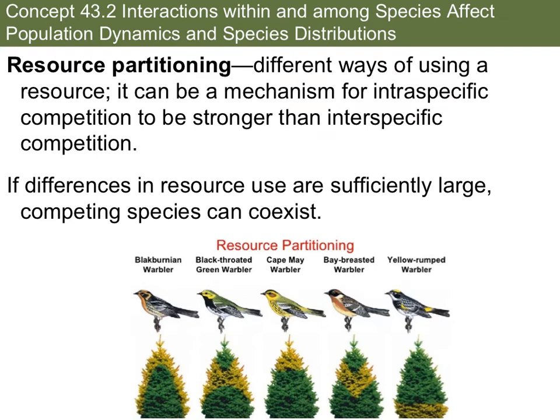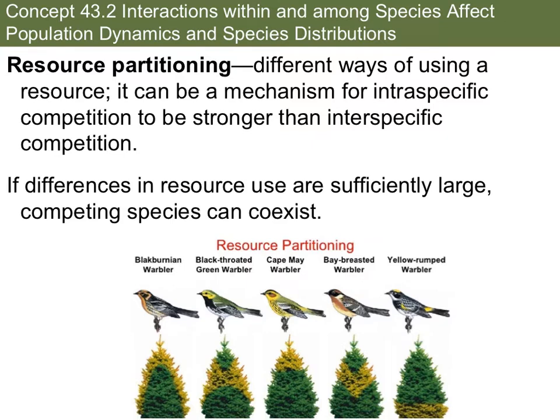Because both organisms are going to be negatively affected, they have to find a way to share their resources. If they don't share, one of them is going to drive the other to extinction. Resource partitioning is the sharing. It's the different ways of using a resource, and it can be a mechanism for intraspecific competition to be stronger than interspecific competition. When the differences in resources are sufficiently large, competing species can coexist.